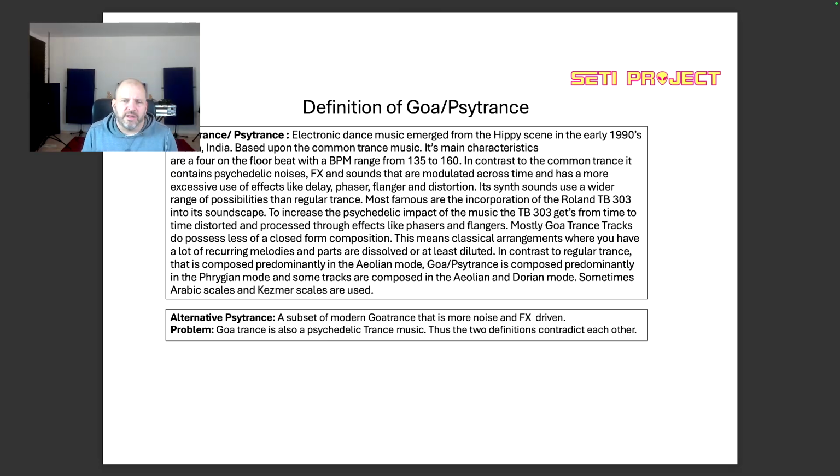This means classical arrangements where you have a lot of recurring melodies and parts are dissolved or at least diluted. In contrast to regular trance that is composed predominantly in the Aeolian mode, Goa Trance is composed predominantly in the Phrygian mode, and some tracks are even composed in Aeolian and Dorian mode. Sometimes Arabic scales and Kashmir scales are used.